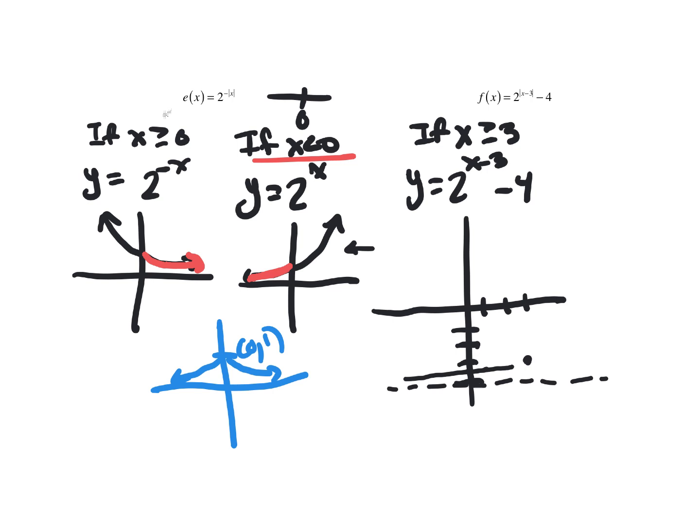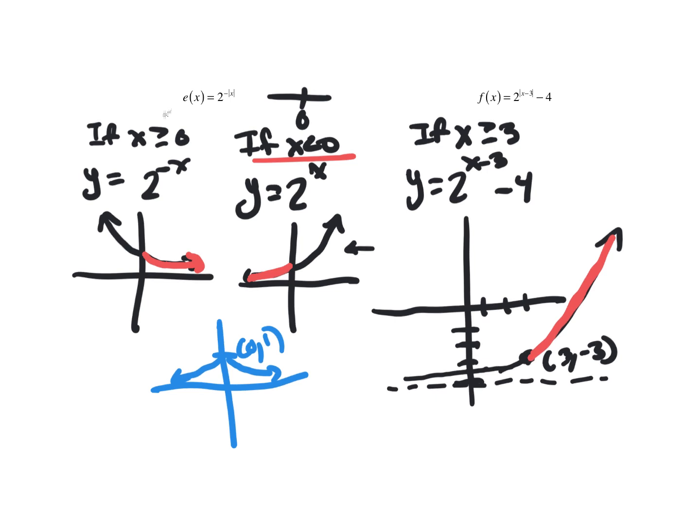Whereas this piece here, again, normally the y-intercept in 2 to the x is (0, 1), but now it's being shifted to the right 3 and down 4. So that's why now this crucial point will be at (3, -3). But we're only taking the piece that's greater than or equal to 3. So we're looking at this piece right here.